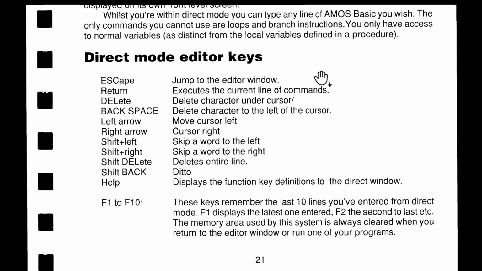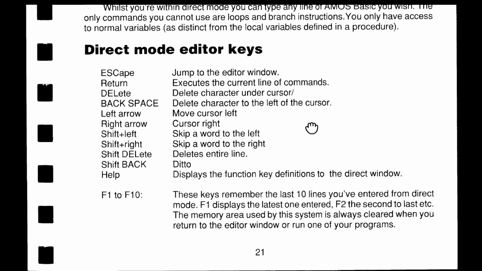Whilst you're within direct mode, you can type any line of AMOS Basic you wish. The only commands you cannot use are loops and branch instructions. You only have access to normal variables, as distinct from the local variables defined in a procedure.